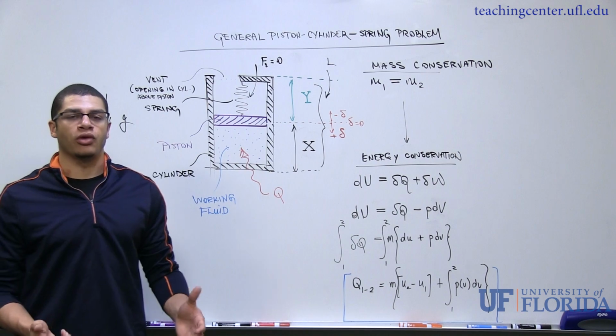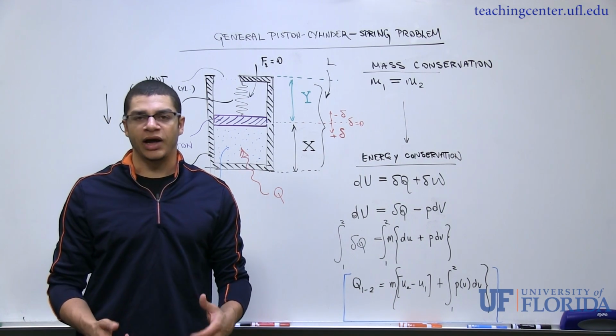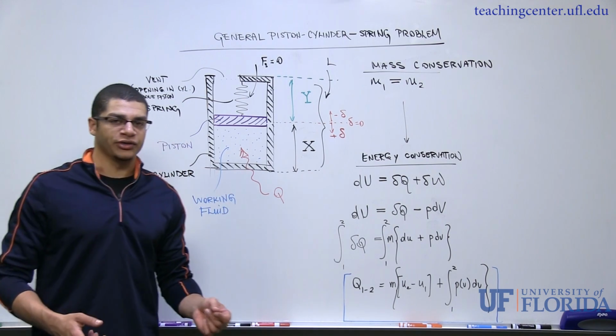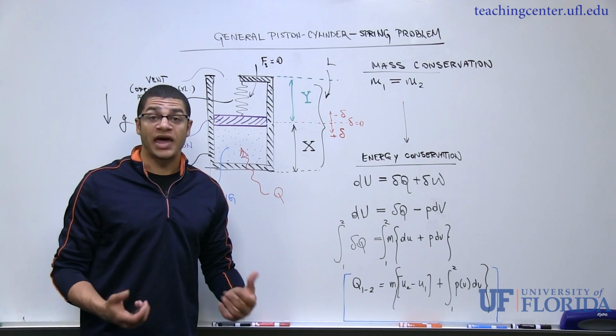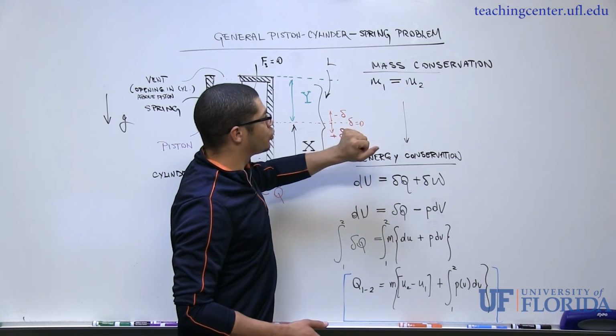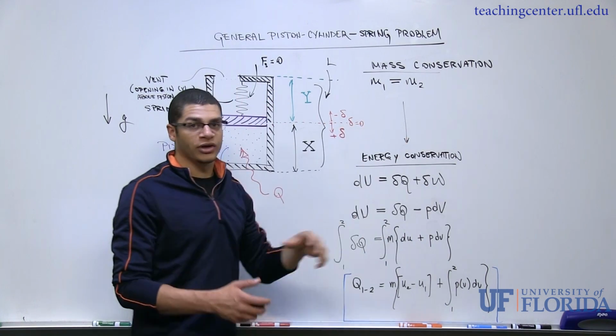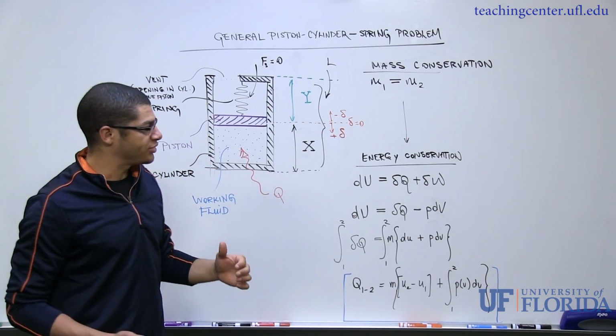Regardless of the thermodynamic process or the end state constraints, we can still go ahead and apply mass conservation and energy conservation to get our mathematical analysis started. Up top here, I've simply assumed that we have a closed system. Therefore, the initial mass is equal to the final mass, regardless, again, of the thermodynamic process.